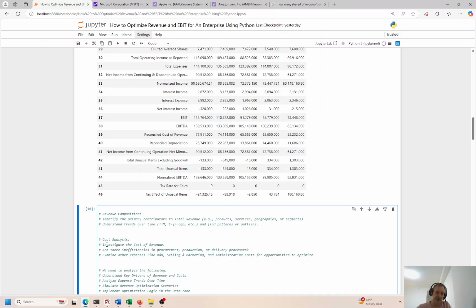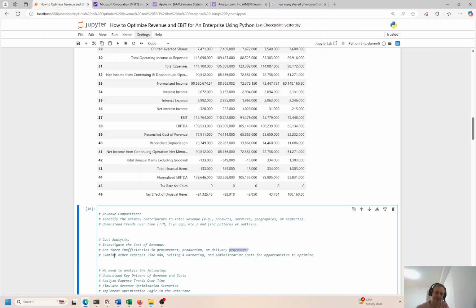So we're looking at cost analysis. We're looking at how much it costs to produce that revenue, right? Like I said before, you have to pay the developers, you have to pay the administrative costs. You have to pay to keep the lights on in the office. You have to pay for energy for the building, right? You have to pay your salespeople, all this. So there is a cost of doing business, right? We want to understand those costs. And are there any inefficiencies, such as procurement, some kind of supply chain issues, production, delivery processes, right?